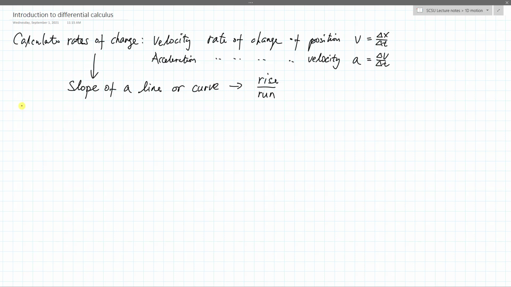So for a line, let's say y of x equals ax. Slope is equal to the a, this factor right there, and I showed a equal to 1, a equal to 2. It doesn't really matter. It's a constant.